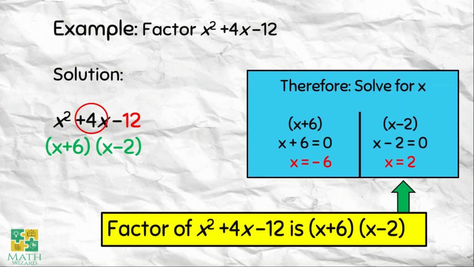Next, we put it this way. We're going to solve for x. So we have x plus 6 and we have x minus 2. X plus 6 is equal to 0. So therefore, x is equal to negative 6. So we have x minus 2. X minus 2 is equal to 0. Therefore, x is equal to positive 2.